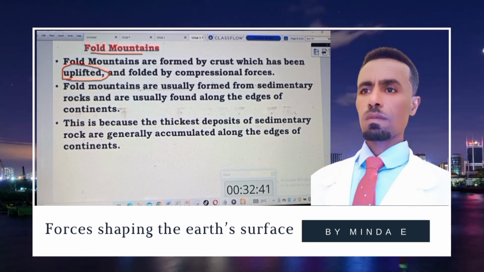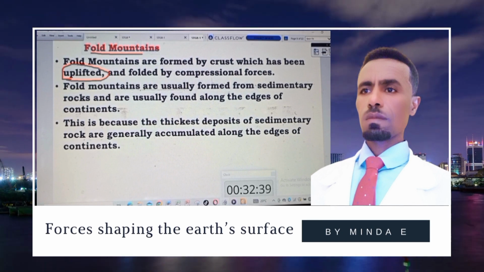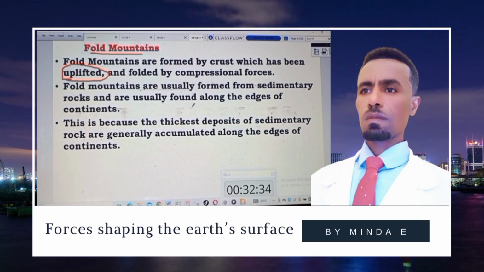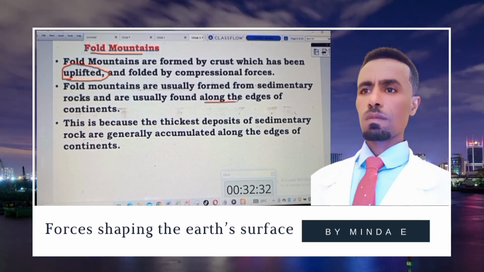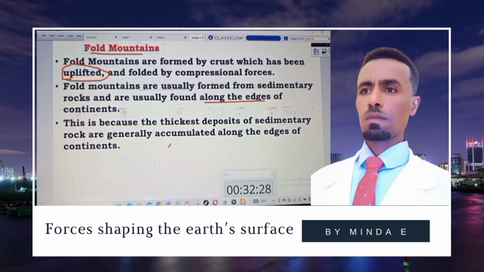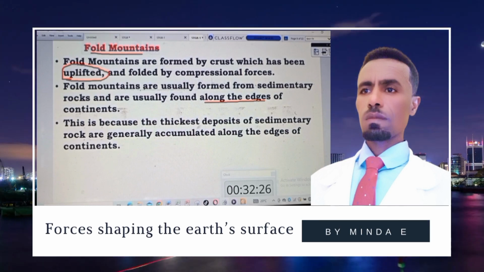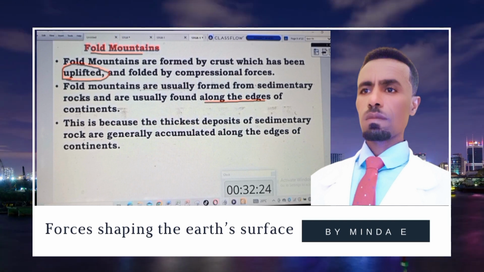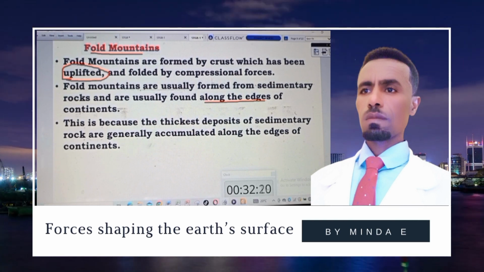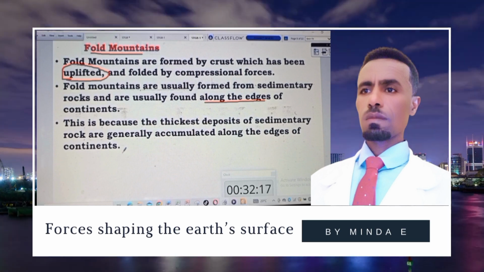Fold mountains are usually formed from sedimentary rocks and are usually found along the edges of continents. This is because the thickest deposits of sedimentary rock are generally accumulated along the edges of continents.